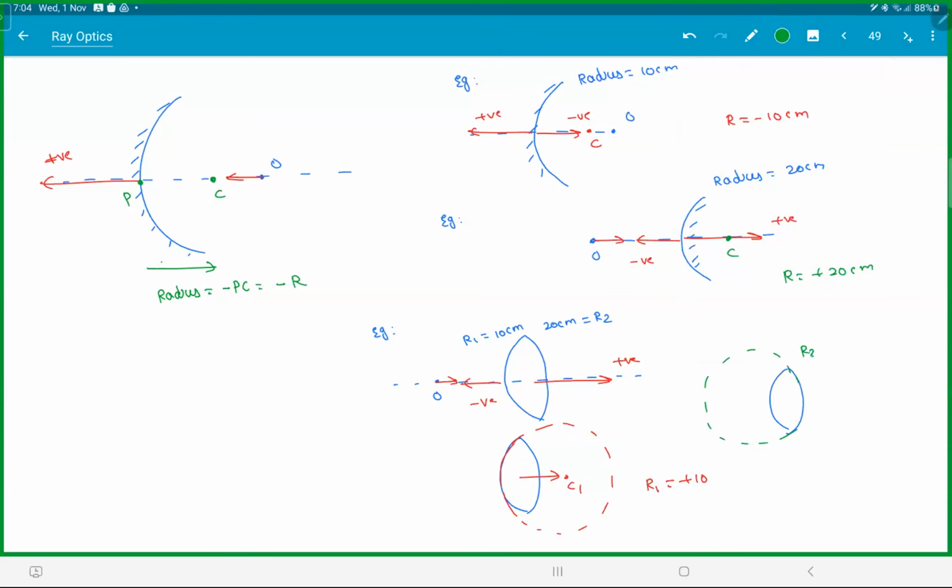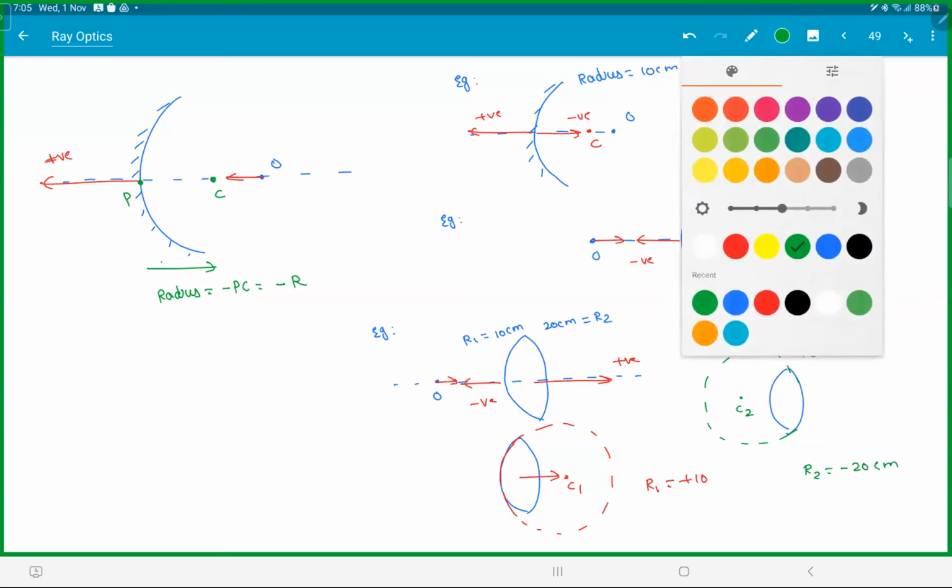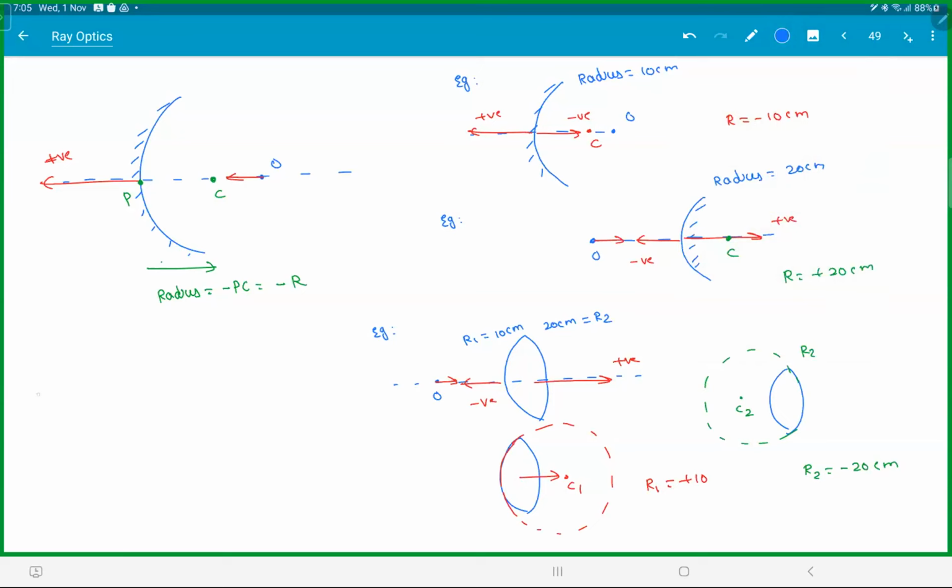For R2, the center of curvature is on the left hand side. So R2 is minus 20 centimeters. So for a lens, the signs will change for each surface, and both surfaces will have different radii signs. समझ में आया?